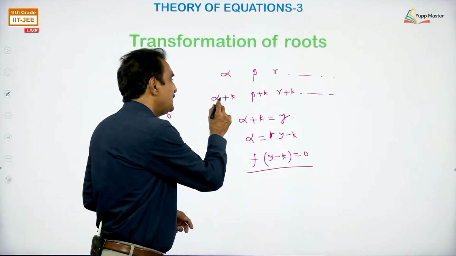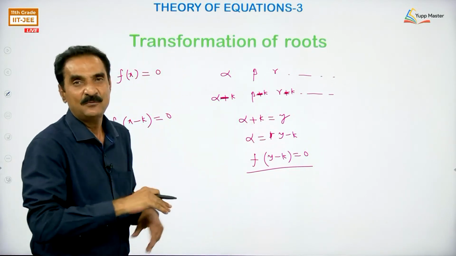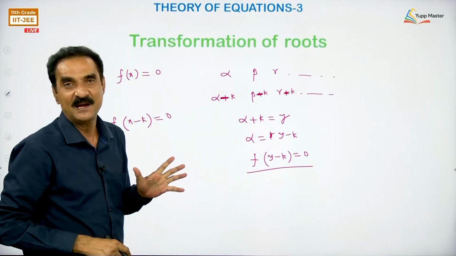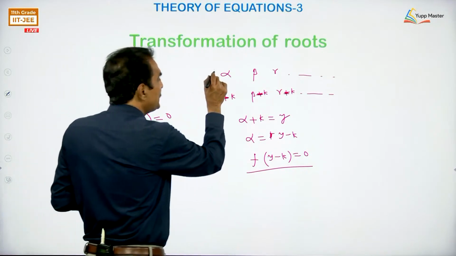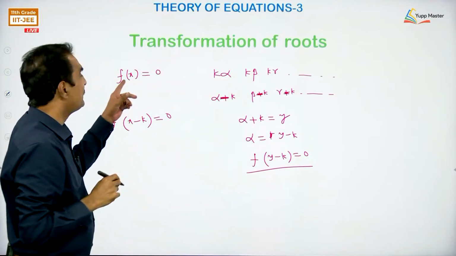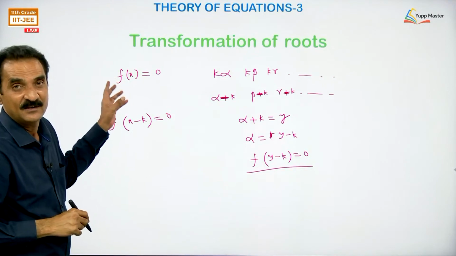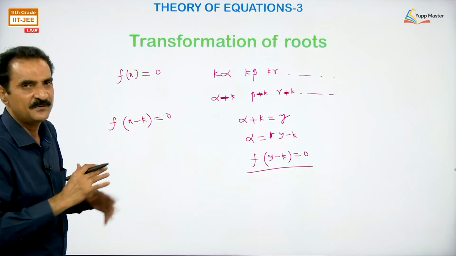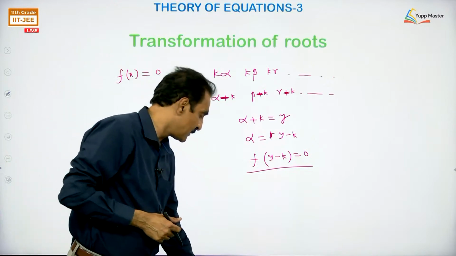Similarly, if a constant k is subtracted from every root, then we have to replace x by x plus k to get the transformed equation. And suppose every root is multiplied by k, then we should divide x by k, means you have to replace x by x by k to get the transformed equation. We have discussed all these things in quadratic equation. So let us start the problems directly.